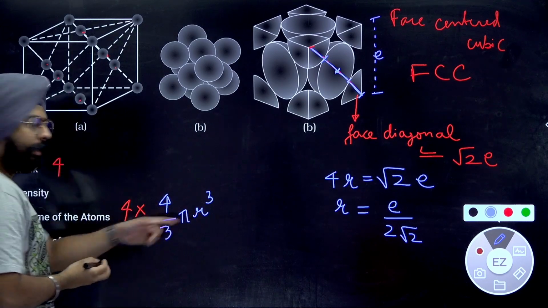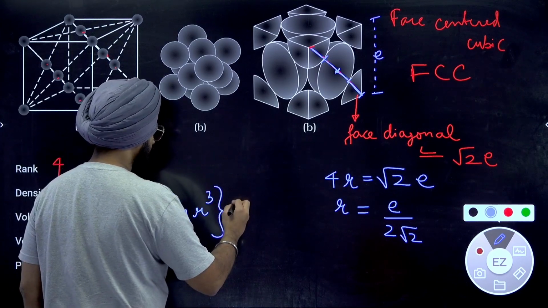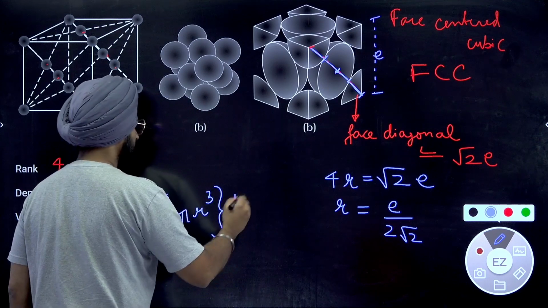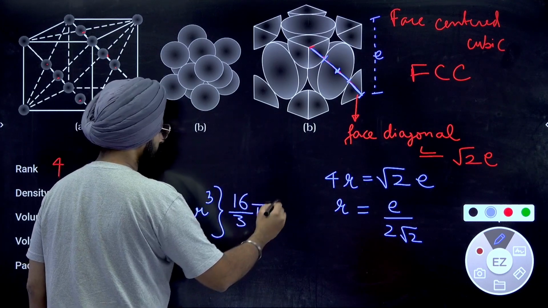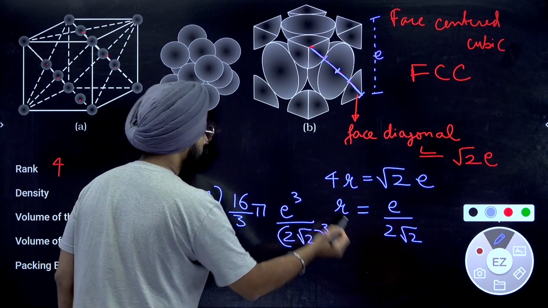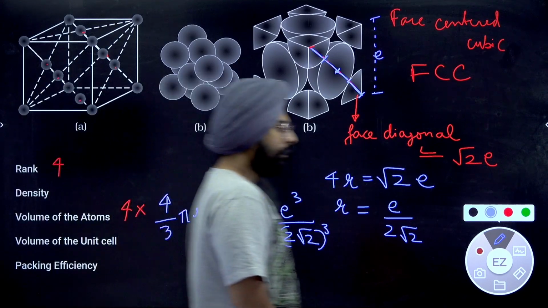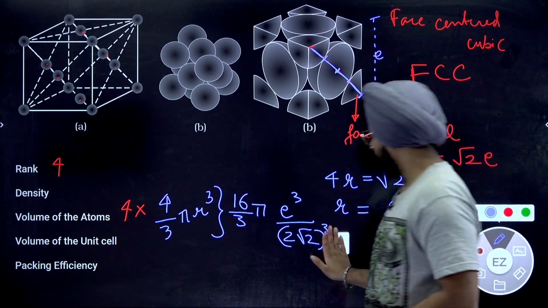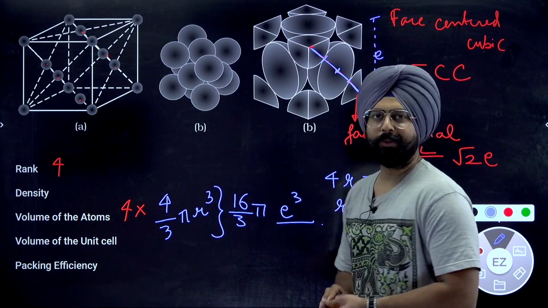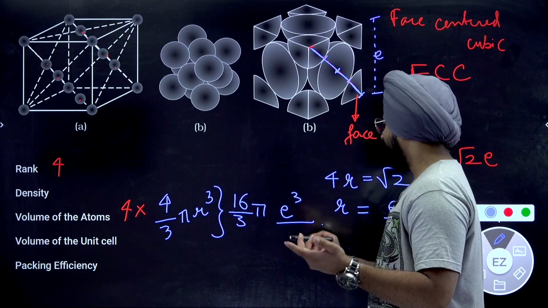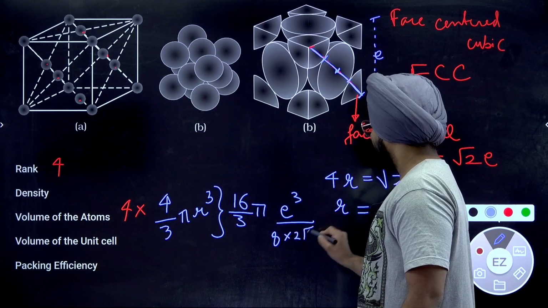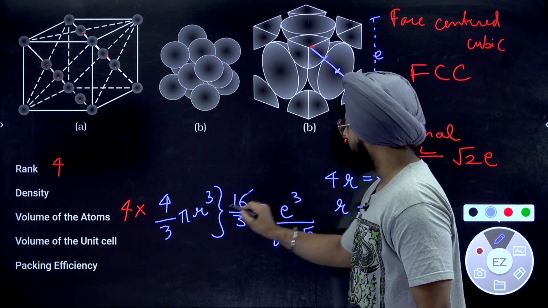So can I put that value over here now? This basically becomes 4 into 4 into, let's just write 16, 16 by 3 pi E cube by 2 root 2 cube. Fine. What's the cube of 2 root 2? 2 cube into root 2 cube. So 2 cube is basically 8 and root 2's cube is basically 2 root 2. The 2 root 2 cancels quietly from here.